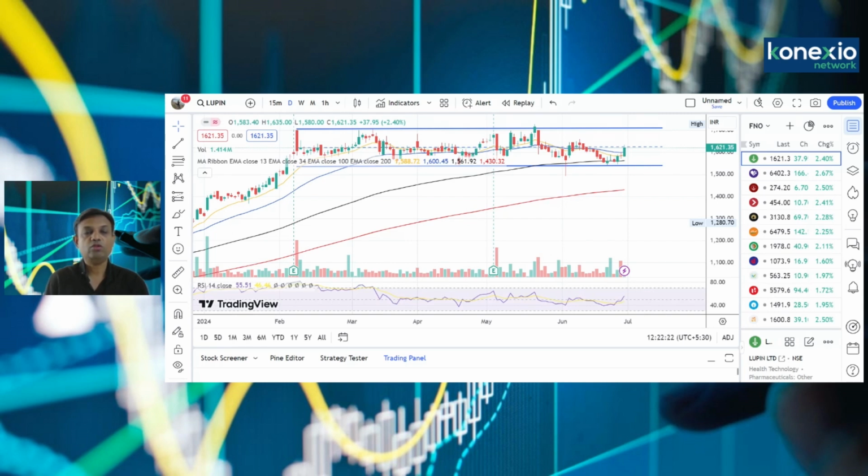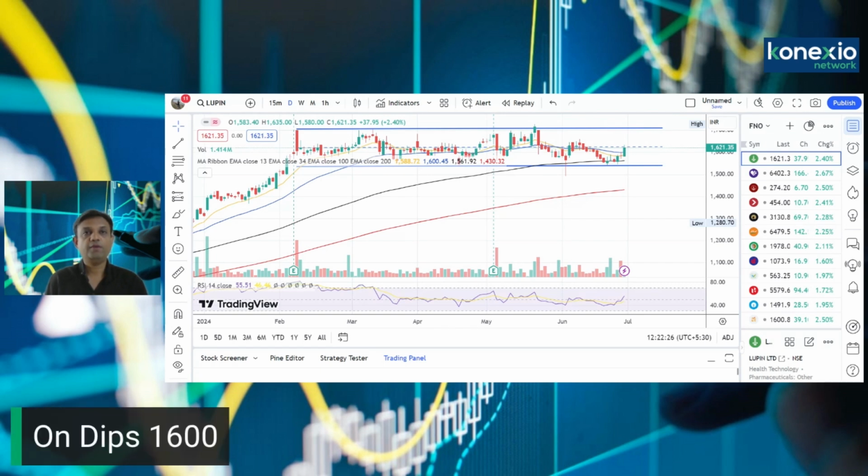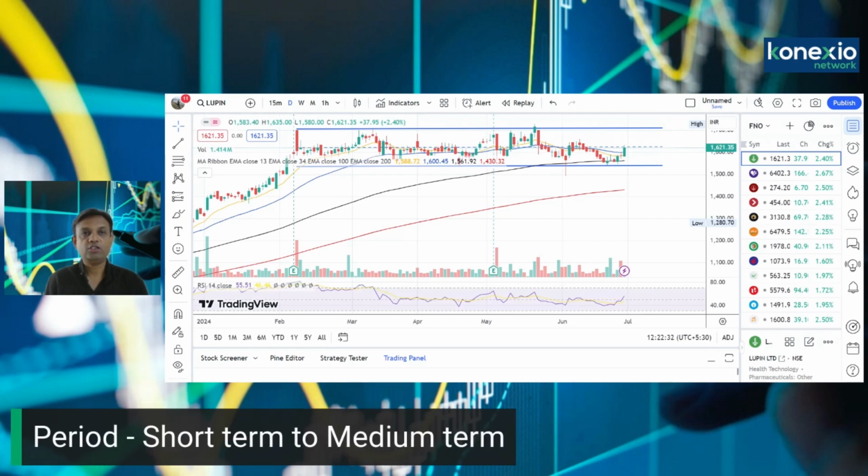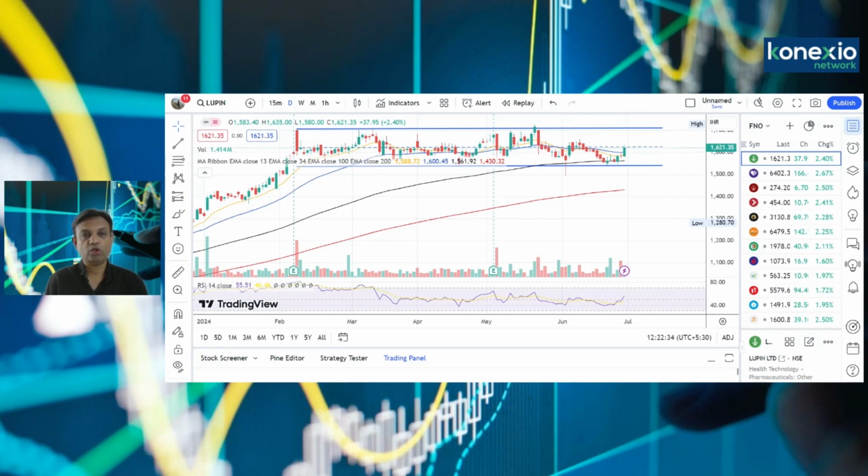So again, I would like to repeat the levels. Investors should buy LUPIN on dips to 1600 for an upside target of 1800 in short to medium term, for the next 2 to 3 months time horizon.